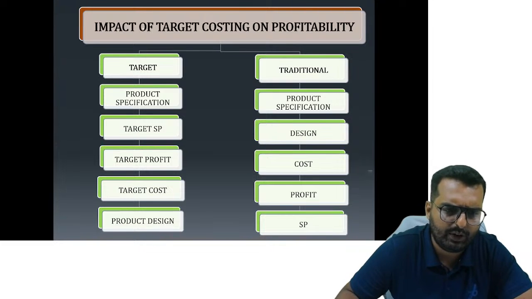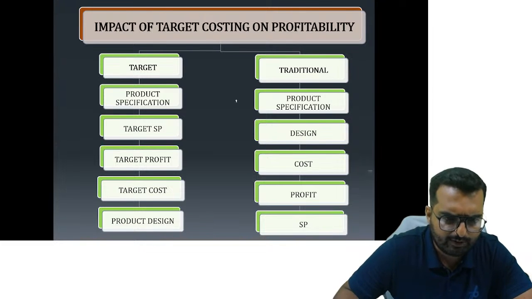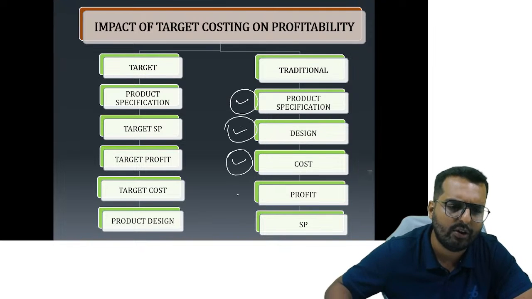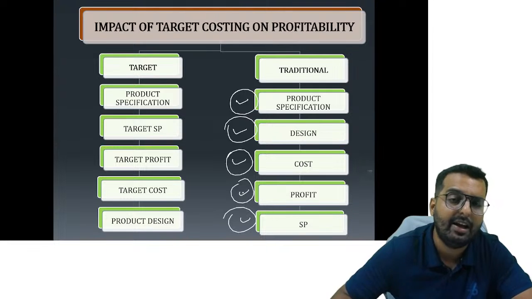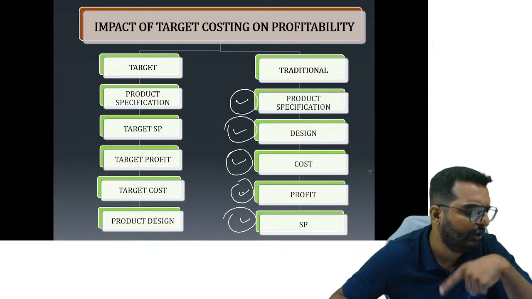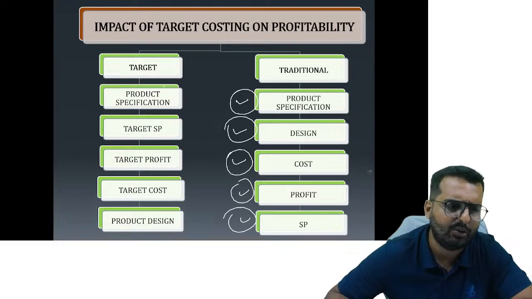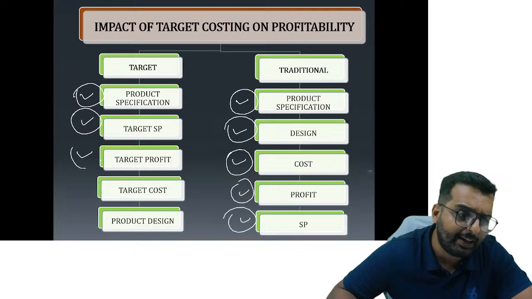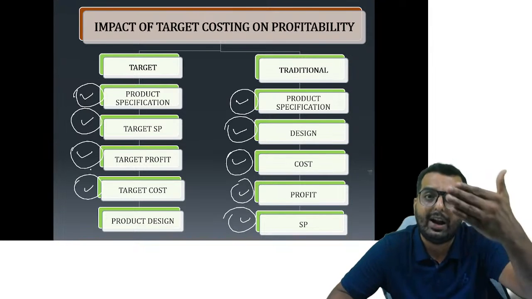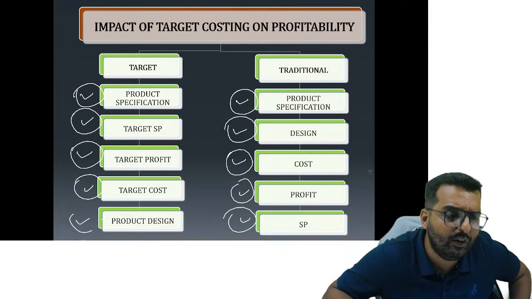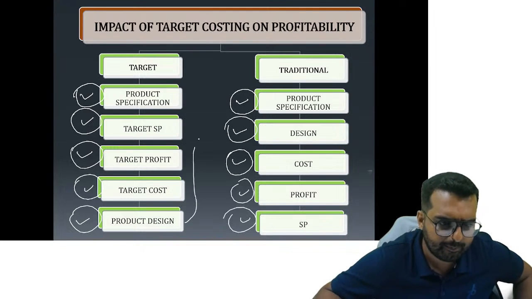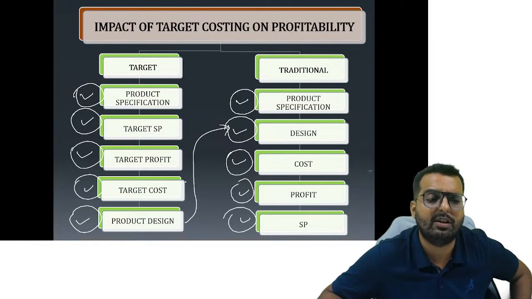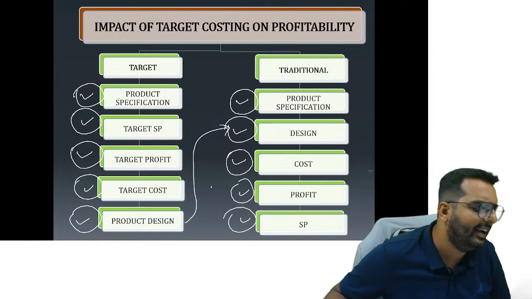Normally, traditionally, what we do is we go by the following process. First, you will specify the product. Then you design the product. Then you find the cost. Cost plus profit is equal to selling price. But under target costing, do you do like that? No. Under target costing, first you specify the product, then you give the selling price. Selling price minus profit will give you cost. Once you get the cost, only then you will design. Do you see the difference? In the traditional method, designing happens first. But in target costing method, designing happens in the end, my dear friends.